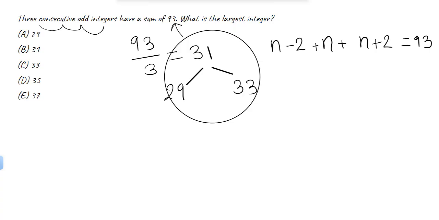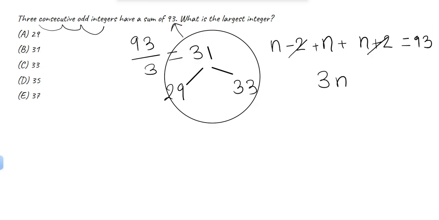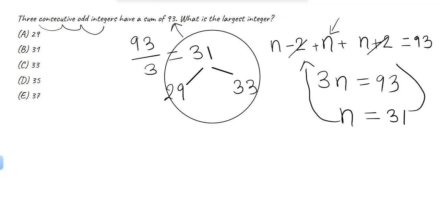And the minus 2 and plus 2 cancel. The value of 3n is equal to 93. That's why if you divide by 3 on both sides, then n is 31. So n, being the middle number, is 31. If you subtract 2 from n, you get the smallest number, and if you add 2 to n, you get the largest number. This is how we solve it by process.